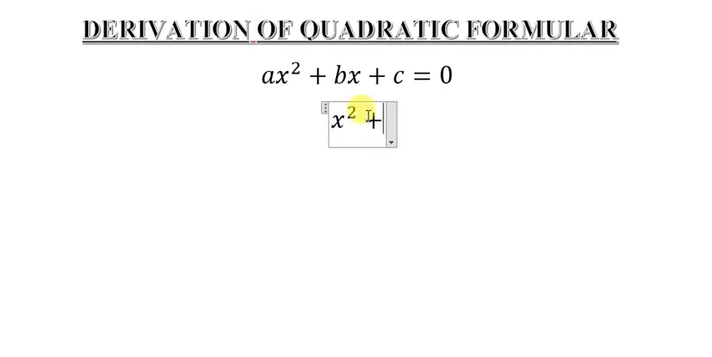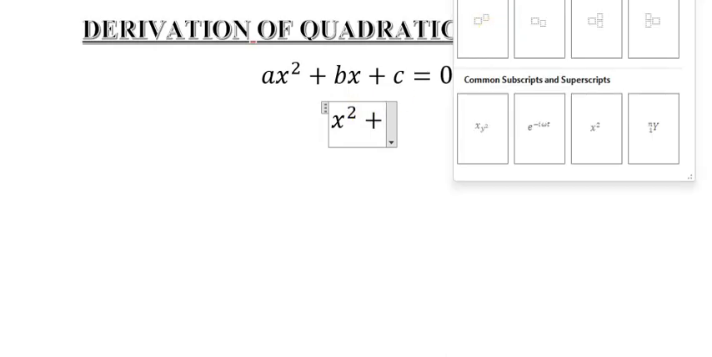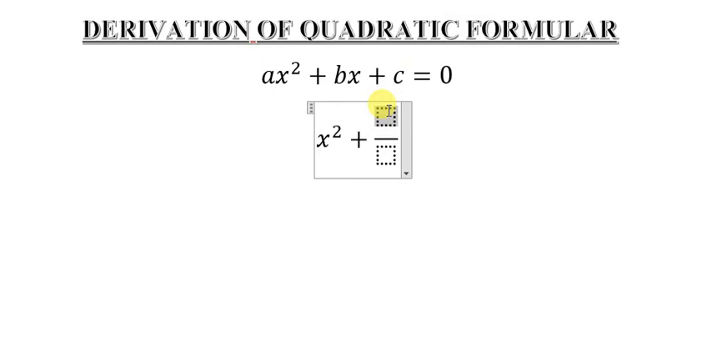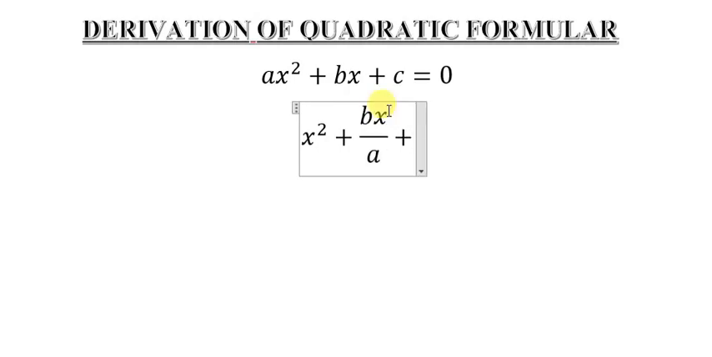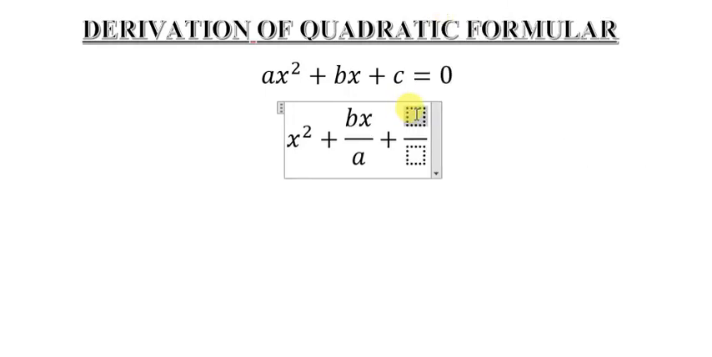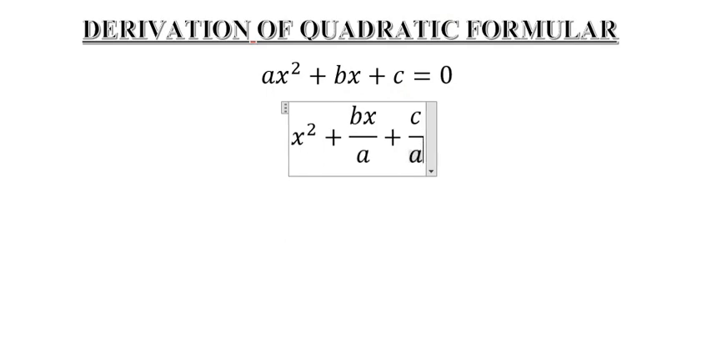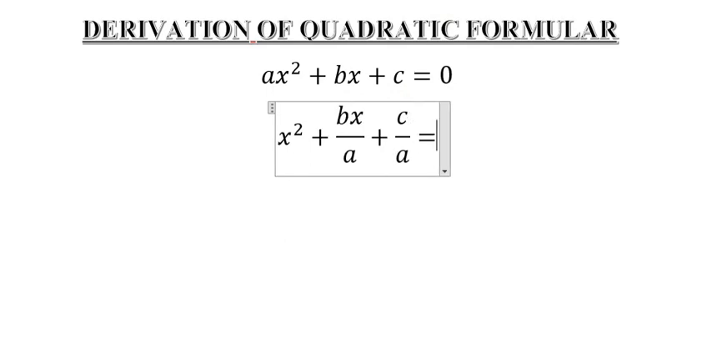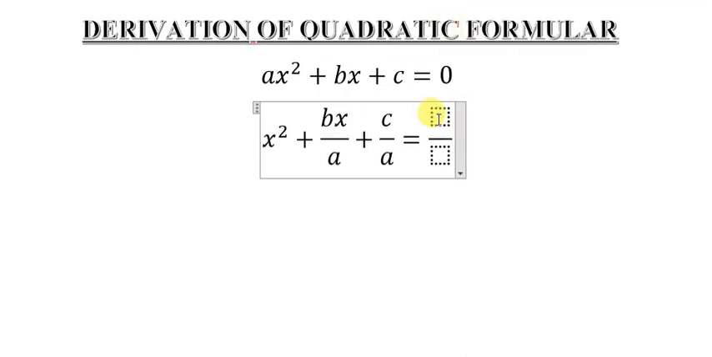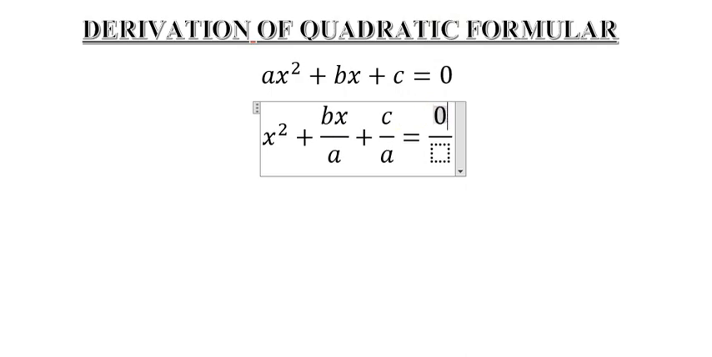We then move to bx out of a. We equally have the next term being c out of a. The other side of the equation is also written as 0 out of a.